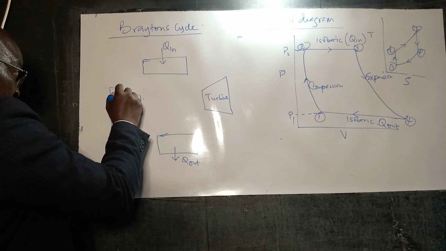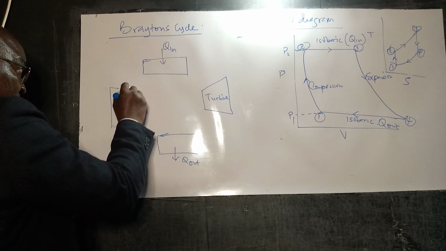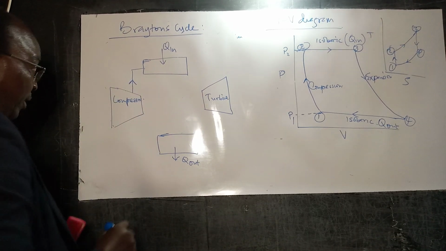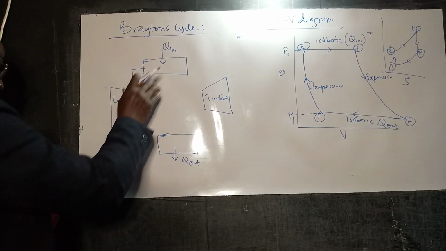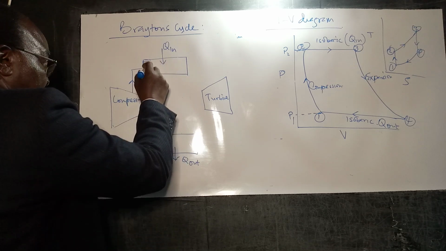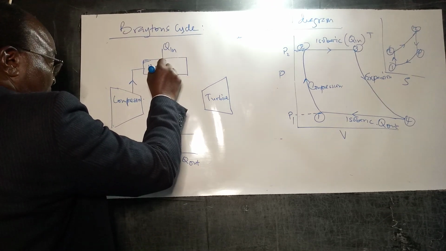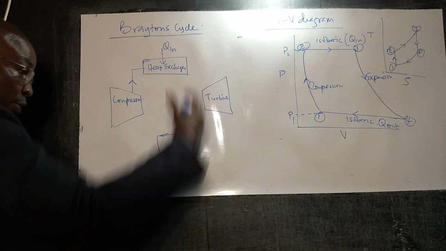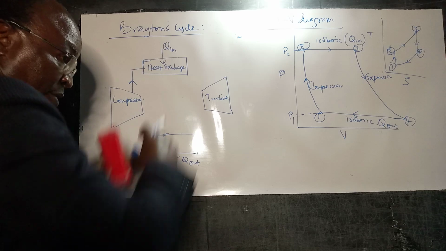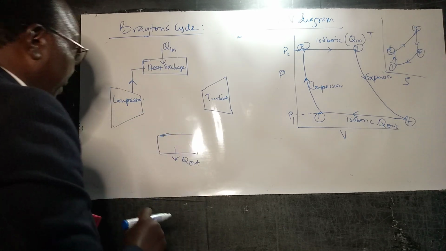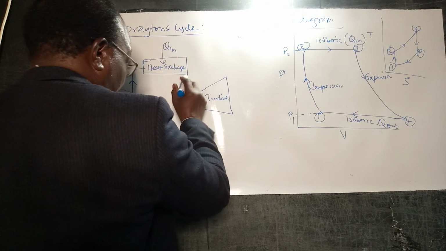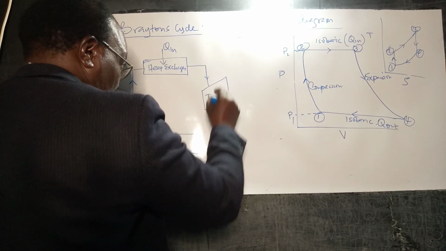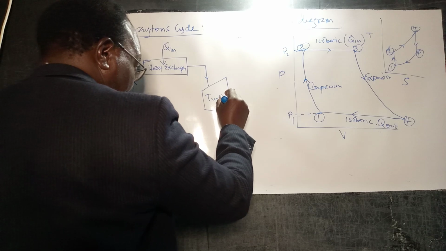Of course, in the compressor the fluid is compressed, moves into the heat exchanger, where heat is supplied. The gas becomes completely pressurized, then goes to the turbine. The turbine does work.